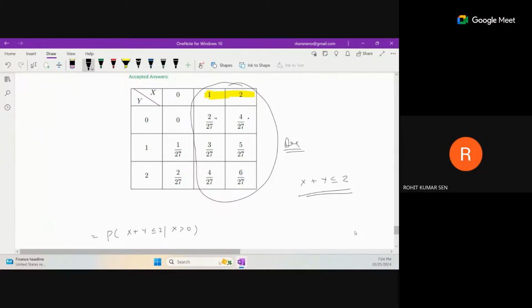See here, 2 plus 0 is 2, which is lesser than or equal to 2. So again, this is true. See here, 1 plus 1 is 2, again lesser than or equal to 2. Condition is satisfied, so I will add this probability also. Here x is equal to 2 and y is equal to 1. 2 plus 1 is 3, which is not lesser than or equal to 2. So here my condition has failed, and I will not add this probability.